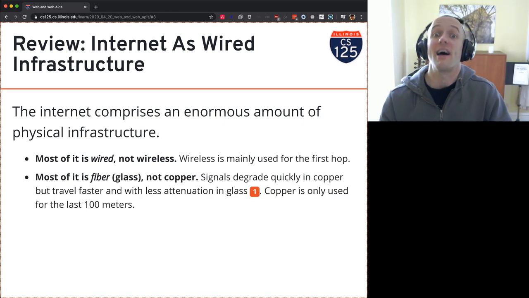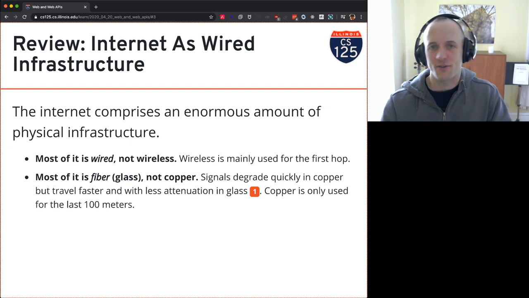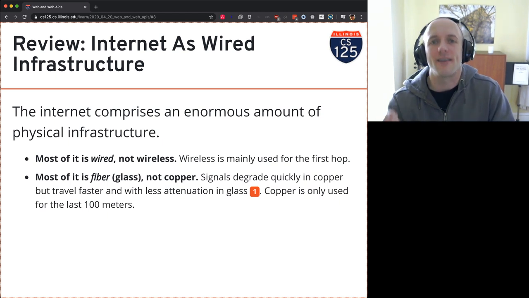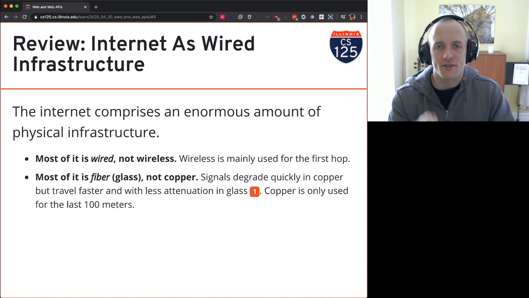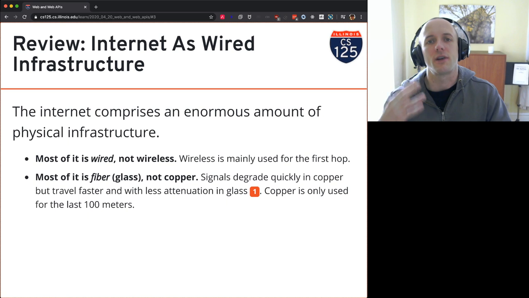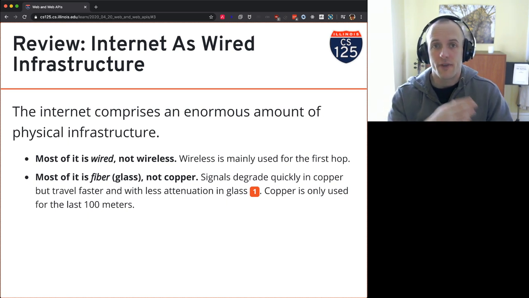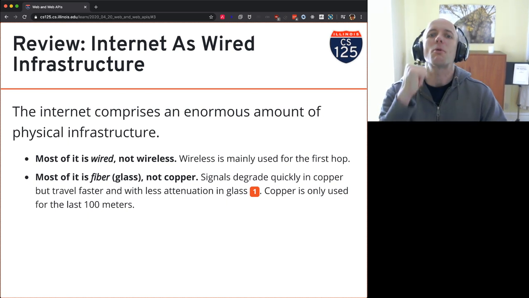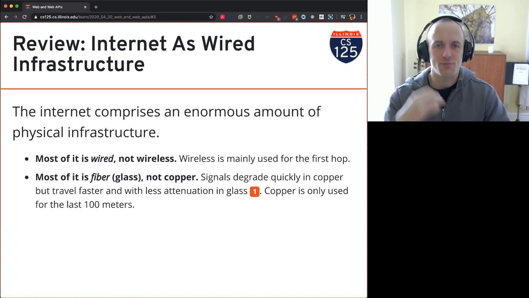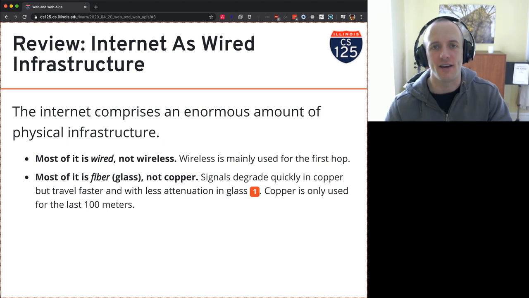Most of those wires are glass, right? This incredible invention, the process needed to make glass that is so clear that light signals can be transmitted over long distances with very, very little loss of signal. So even though you see copper wires at the edge, the core is these incredibly slender, incredibly high capacity fiber optic cables that comprise the real backbone of the internet itself.